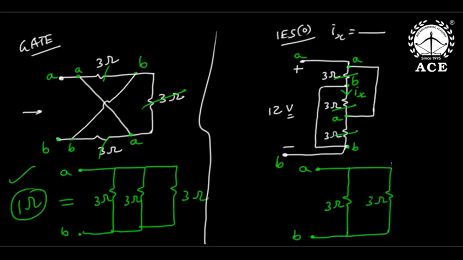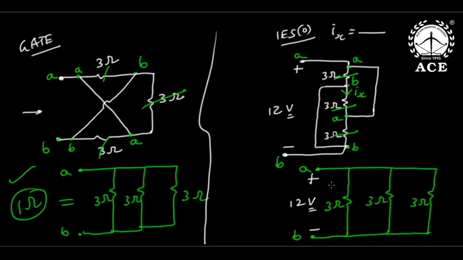This AB is also 3. Now we are giving voltage between AB where A is positive with respect to B, which is 12 volts. So this is positive, this is negative.